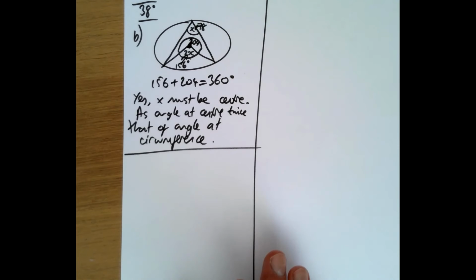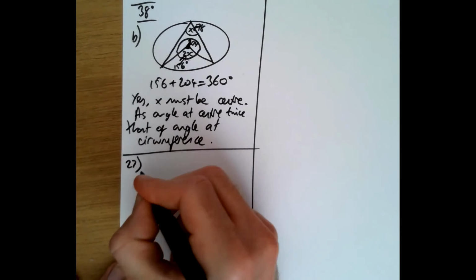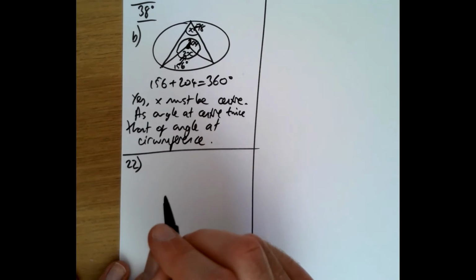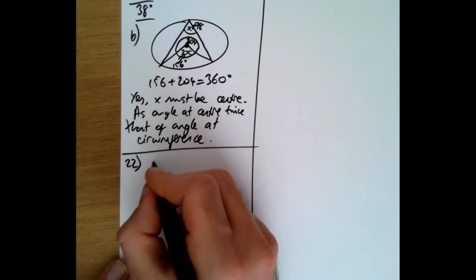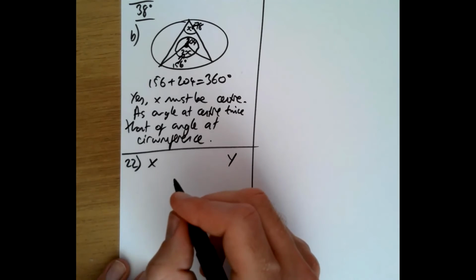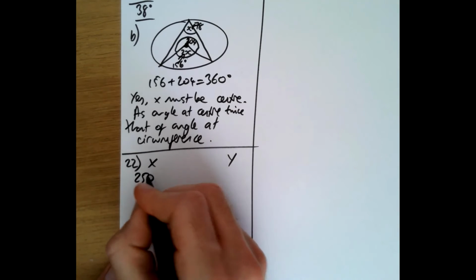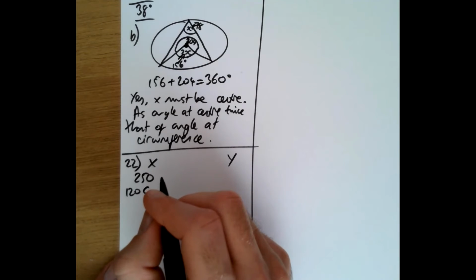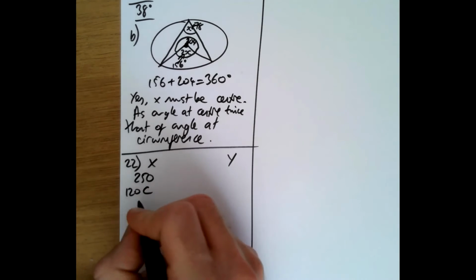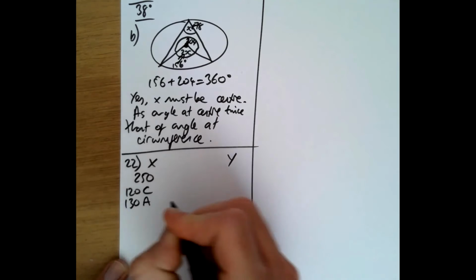22. Okay, this looks complicated, but I'm pretty sure it'll be okay. So visitors to a museum buy a child ticket or an adult ticket. Here's some information about two groups. So let's say group X, group Y. Group X has 250 visitors, 120 children, and it's child or adult. So let's work out there's going to be 130 adults.